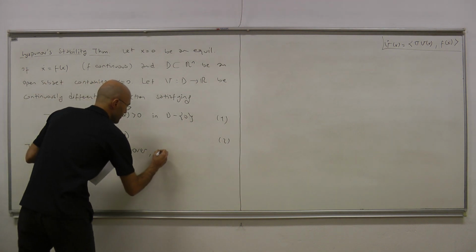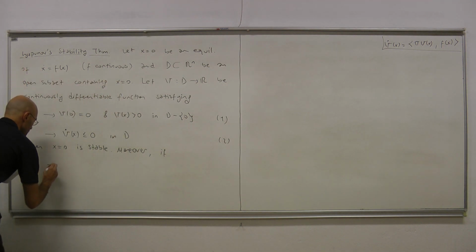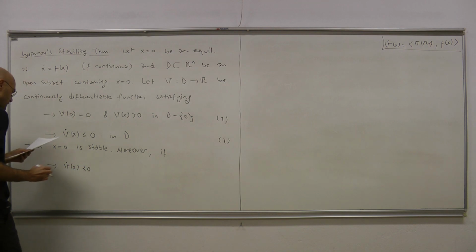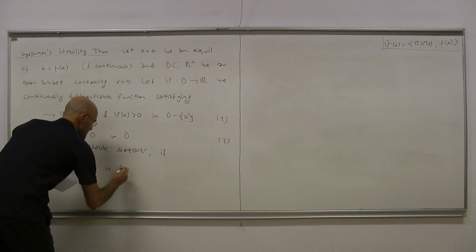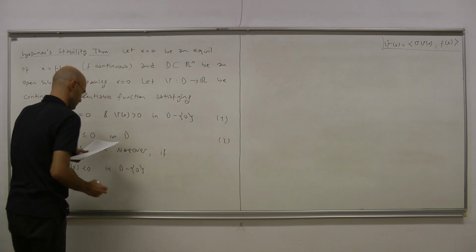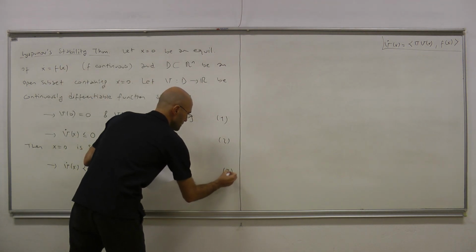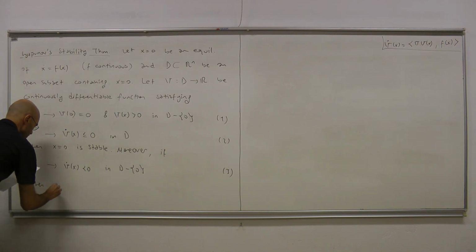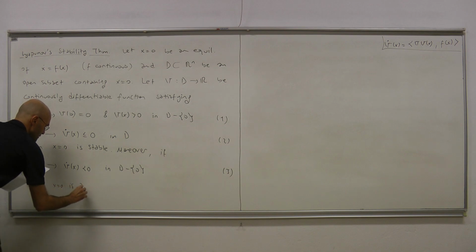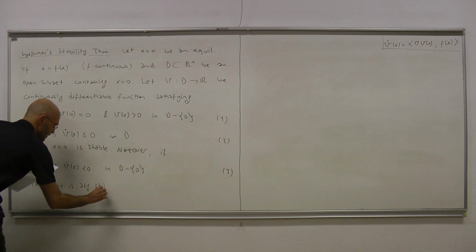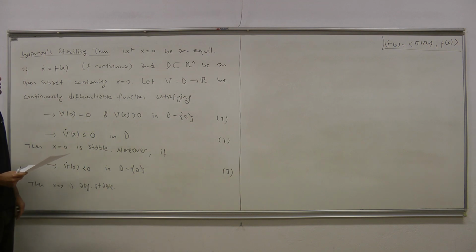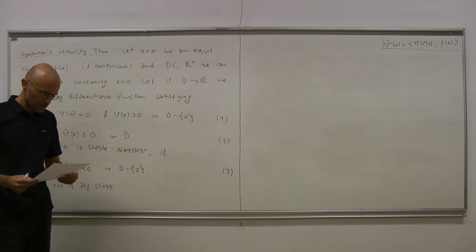Moreover, if V dot of x is strictly negative in D, take away the origin, let's call this 3, then our equilibrium point is asymptotically stable. Okay. Now we will try to establish this claim.